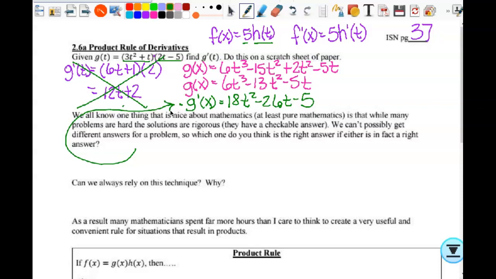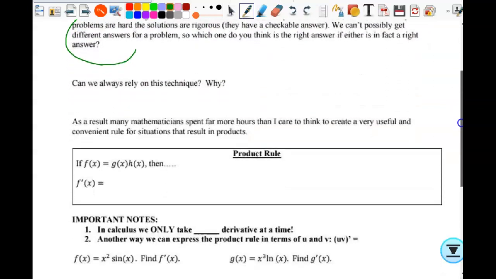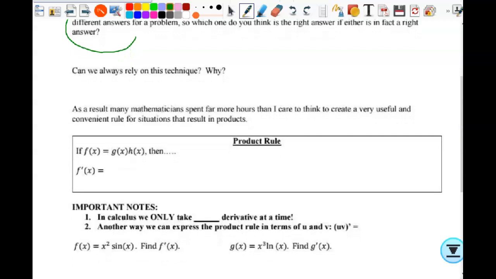So, do you think we can always use this technique, that we can always just multiply it out? These are two polynomials, right? Is everything we ever do a polynomial? No, because like we can have trig stuff, we can have all sorts of stuff, right? So we cannot always rely on this. The answer is no. Everything isn't a polynomial.